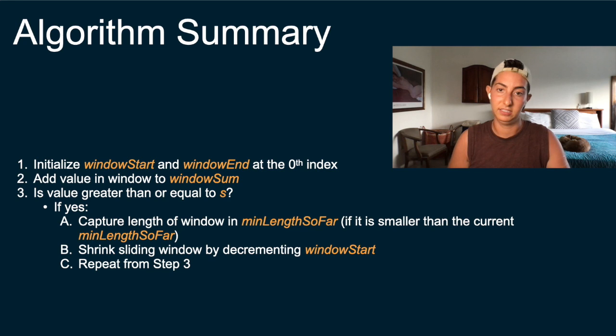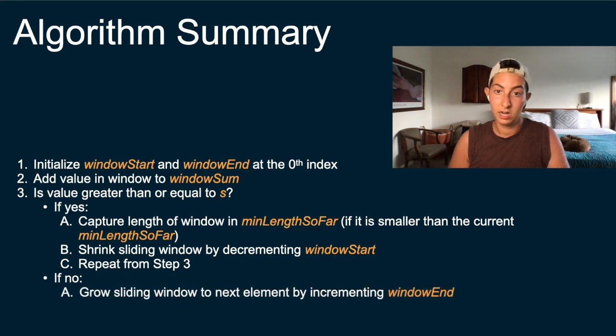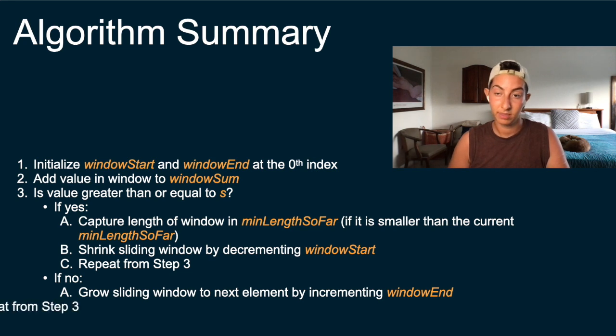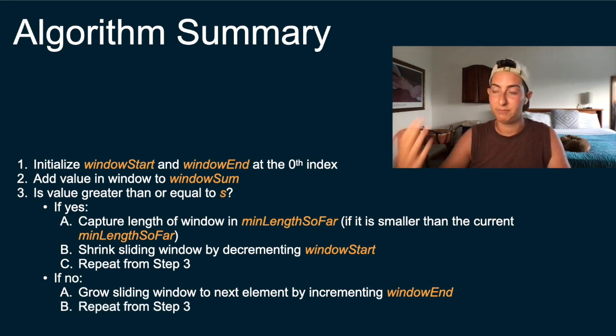So let's go back a little bit. Is the value greater than or equal to S? If no, right, grow the sliding window to the next element by incrementing the window end. So that's looking ahead, adding something to the window. And repeat from step 3, right? Every time you grow the window, you then check again, is this greater than or equal to S? And so it goes. So that's the algorithm.